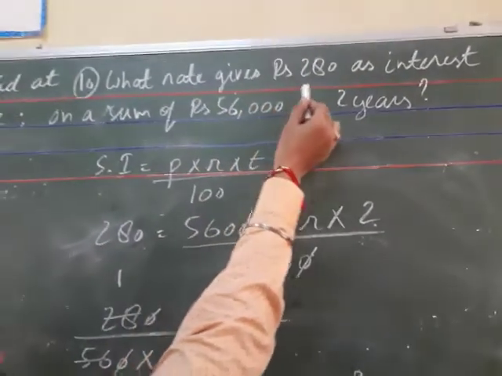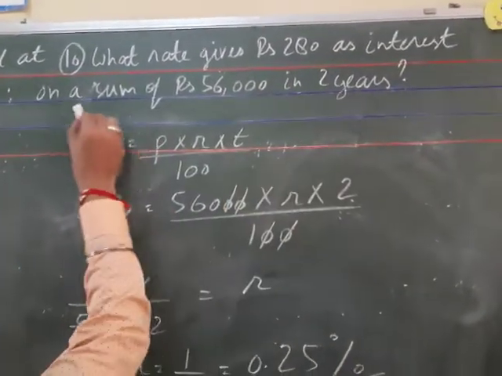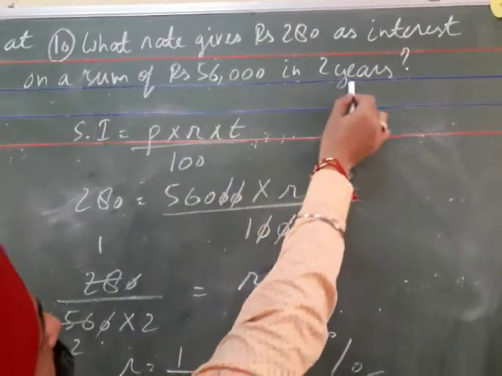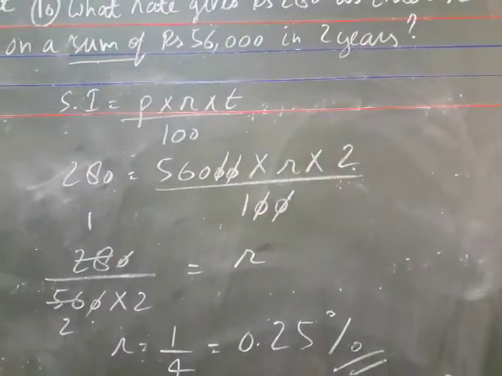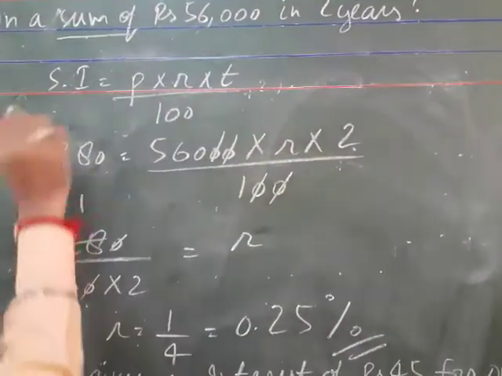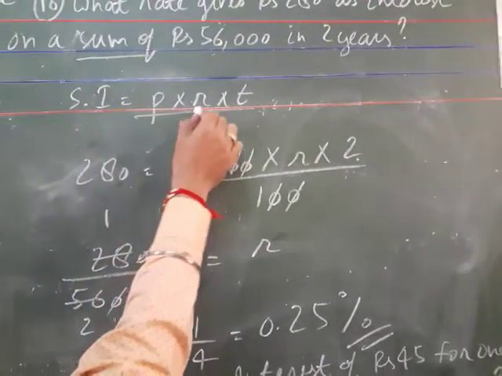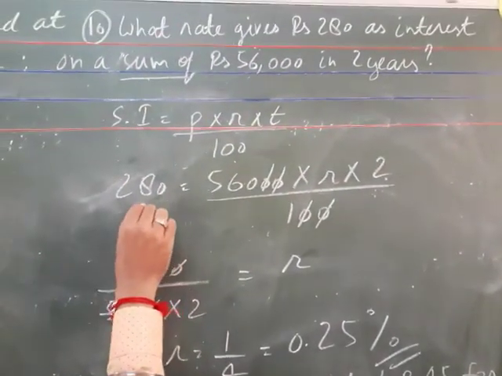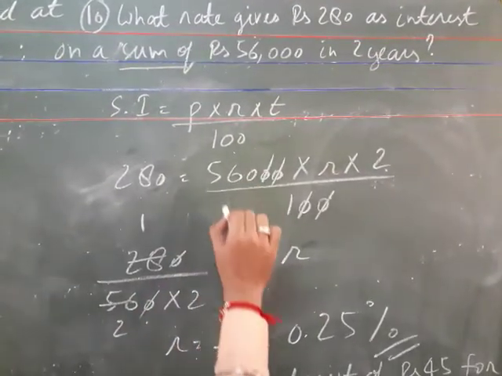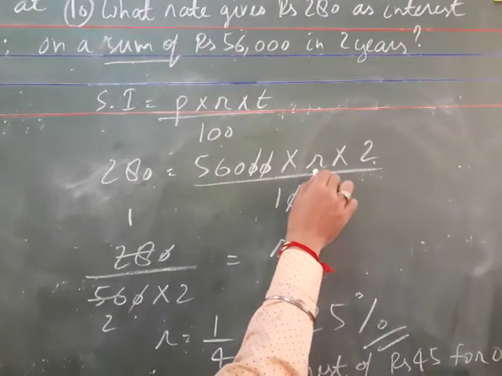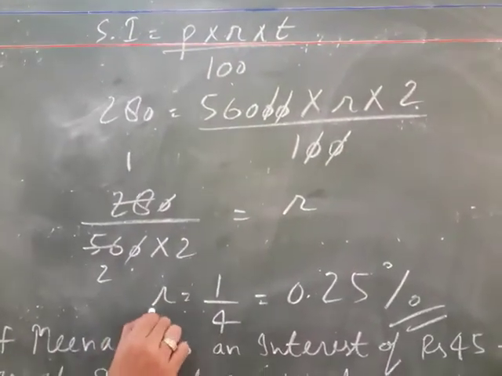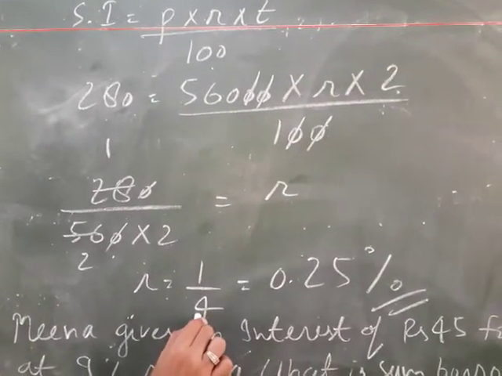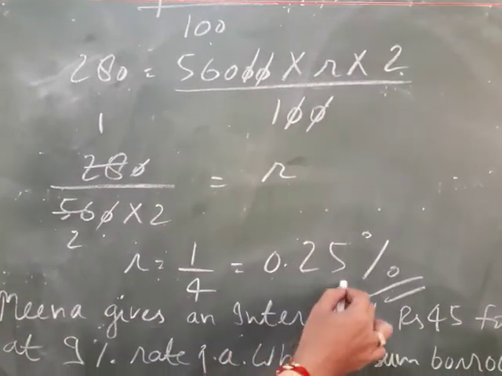Now see 10th question. What rate gives rupees 280 as interest on a sum of rupees 56,000 in 2 years? In these types of questions students, sum of rupees means principal. Don't get confused. Sum means principal. So in this also you will use SI equal to PRT upon 100, and it is given that simple interest is 280, principal is 56,000, multiply by R, multiply 2 upon 100. Then simplify it, you will get the value of R equal to 1 upon 4. Then convert it into decimal, you will get 0.25%.